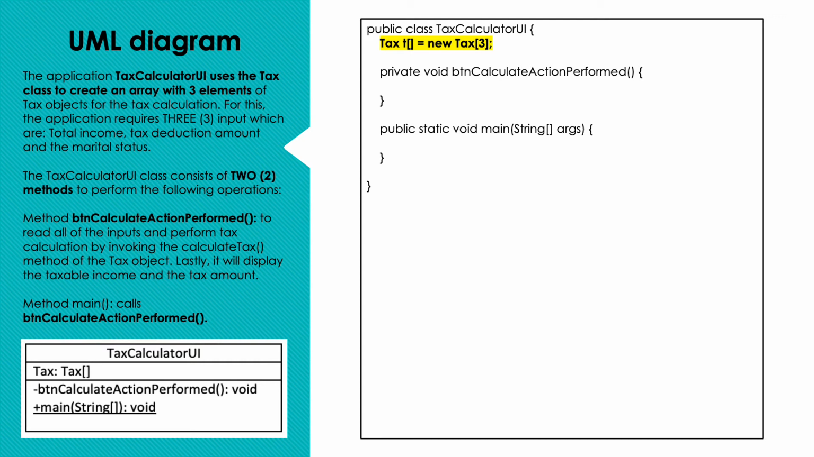And then from the UML diagram, we can see that we need to have 2 methods. The first one is called buttonCalculateActionPerform. It's of type private and the return type is void. So we would write it as private void buttonCalculateActionPerform. And then the second method that we need to have is the main method. So we would write it as public static void main(String[] args).